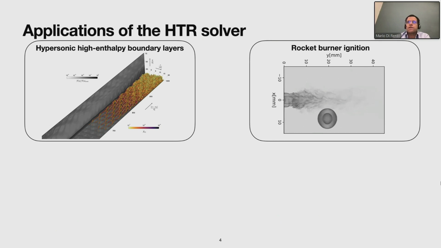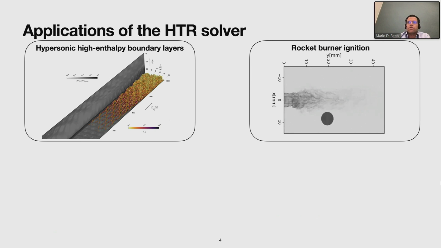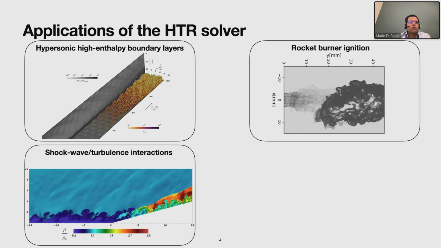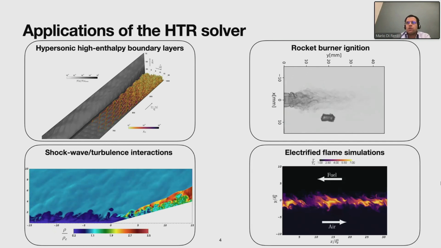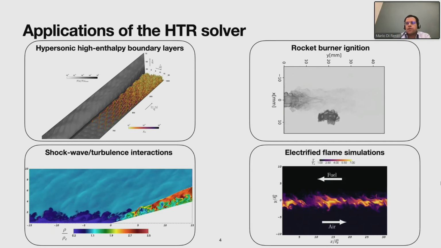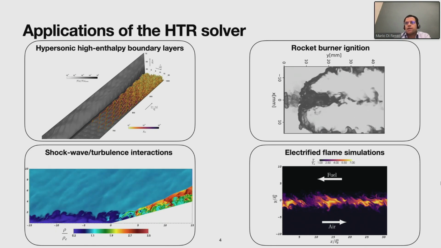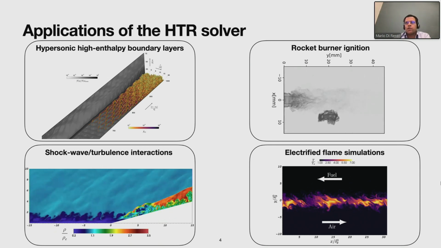For instance, we are using it to simulate and to analyze rocket burn ignition in the PISA project. I'm going to tell you more about it in the next few slides. Or, for instance, to study shockwave turbulence interaction in hypersonic and compressible flows in general, or combustion, and specifically electrified combustion, whereby an external electric field is applied to a flame to change its behavior and to stabilize it.